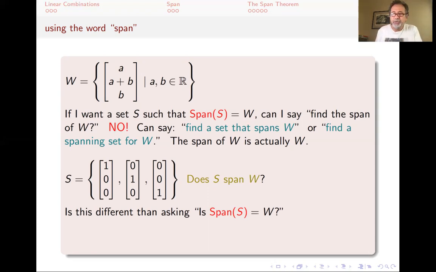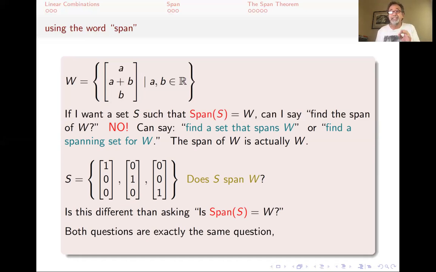But then sometimes students say, but S does span W, because they're thinking, can I use elements of S to generate everything in W? And the answer is yes, you can do that. By combining elements of S, you can get everything, including elements of W. So maybe S does span W. The answer to that is no, because these questions in math are exactly the same question. Is span of S equal to W is the same question as does S span W.